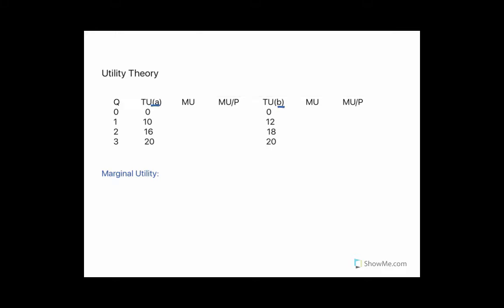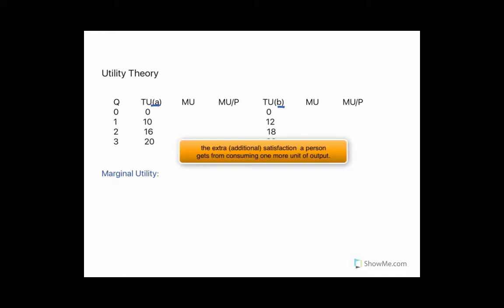So to find marginal utility, first we have to understand that marginal utility represents the extra satisfaction that a person gets from a unit change. So in this case, it's a 1 unit increase. The equation for marginal utility is the change in total utility over the change in quantity. So let's calculate the marginal utility for A.